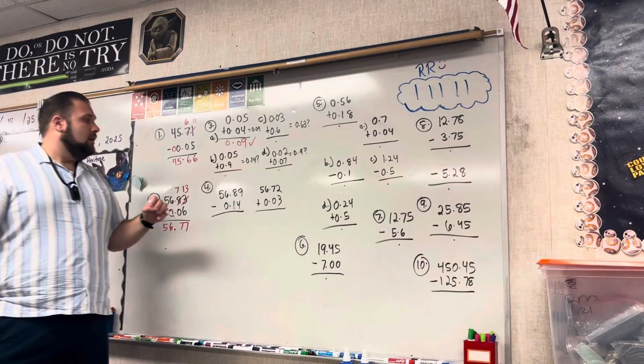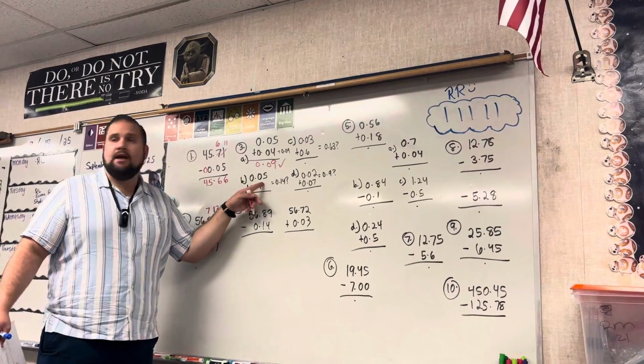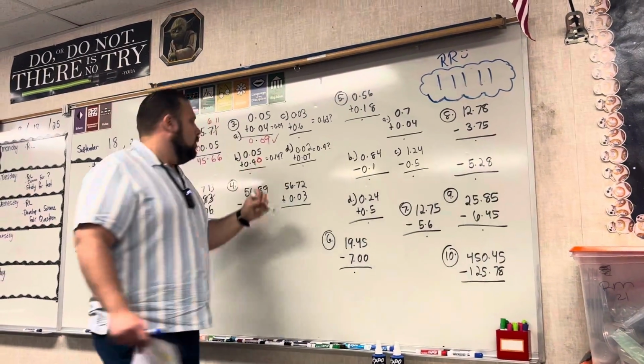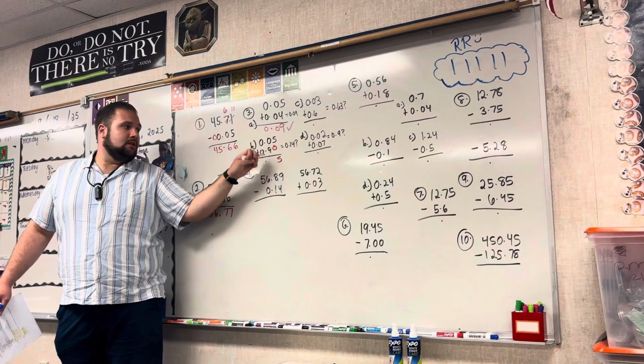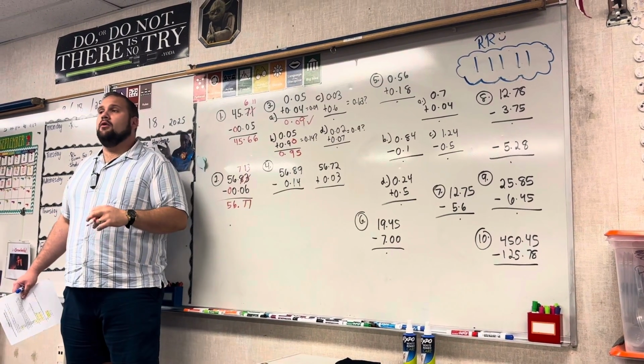For B, it says 0.05 plus 0.9. So there's a blank space here. What do we put in that blank space? A 0. When we add it, 5 plus 0 is 5. 9 plus 0 is 9. 0 plus 0 is 0. Does that equal 0.14? No.